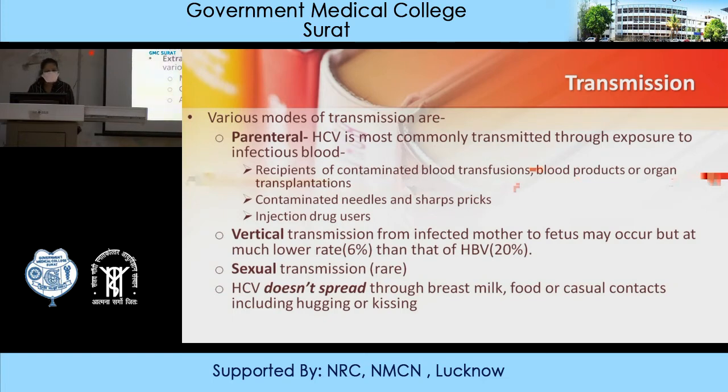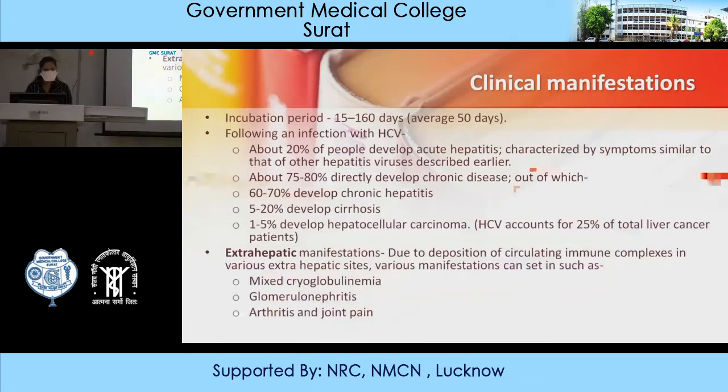Coming to the clinical manifestations, incubation period is 15 to 160 days, average is 50 days. Following an infection with HCV, about 20% of the people develop acute hepatitis, characterized by symptoms similar to that of other hepatitis viruses described earlier. About 75 to 80% directly develop chronic disease, out of which 60 to 70% develop chronic hepatitis. 5 to 20% develop cirrhosis, and 1 to 5% develop hepatocellular carcinoma.